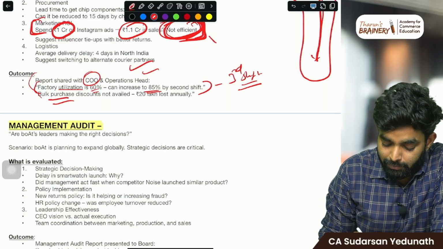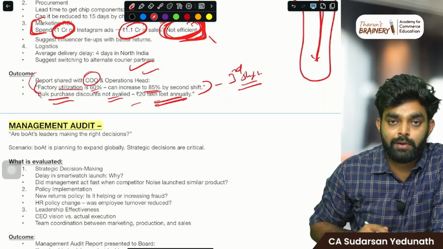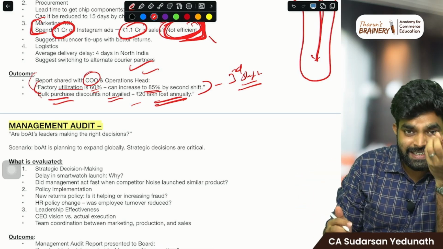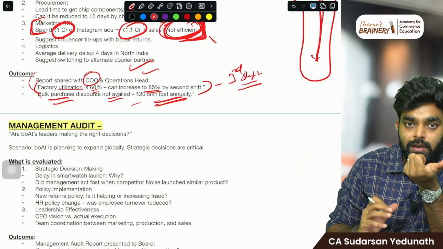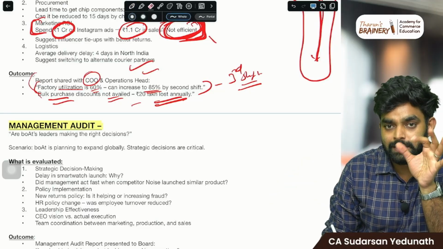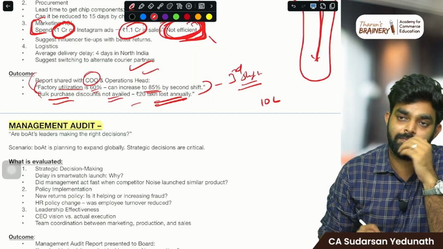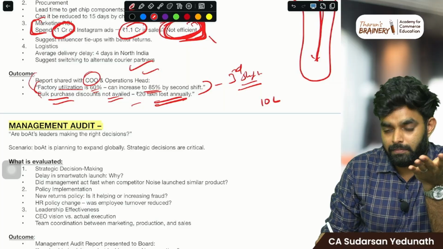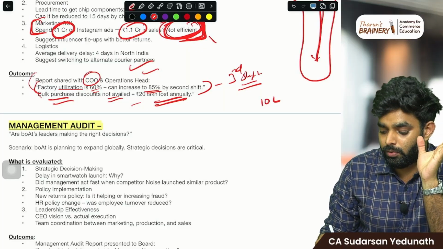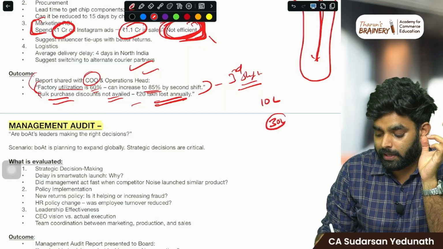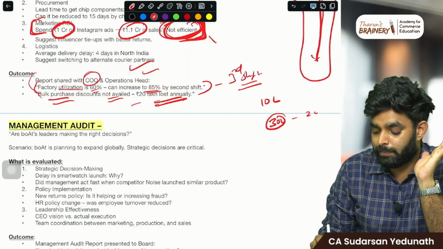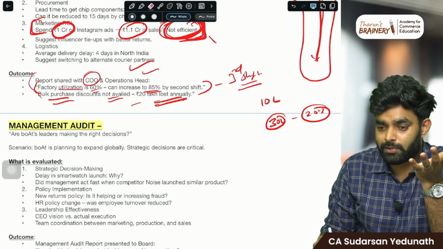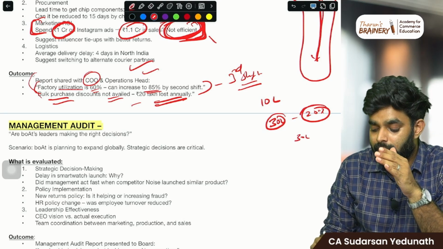Then bulk purchase discounts are not availed, 20 lakh lost annually. When you are purchasing raw material, you have two options. The decision comes: should we purchase in bulk? Normally what happens in companies, every month the company purchases 10 lakh of raw material, and the company is not getting any discount. But the supplier says if the company purchases 30 lakh of raw material at one time, they will give a 20% discount. So what is actually better? Here the company should buy 30 lakh every 3 months, so it will be getting a 20 lakh discount.